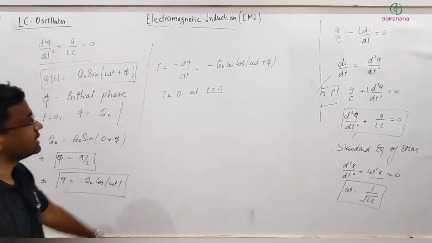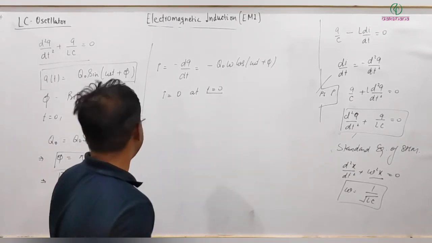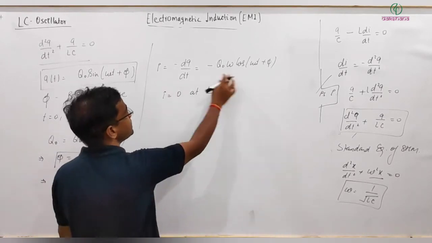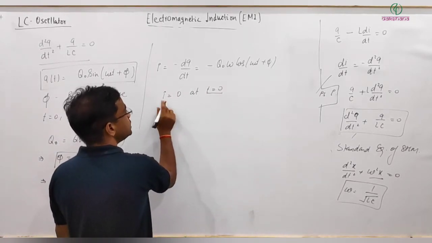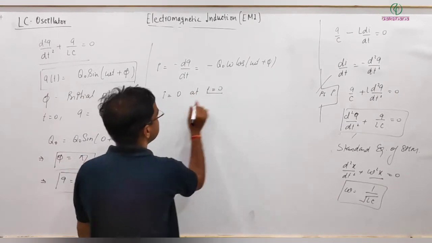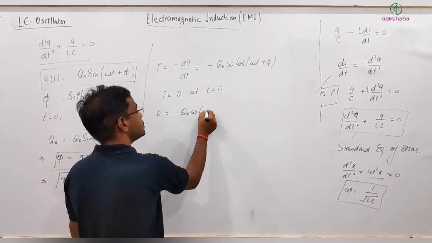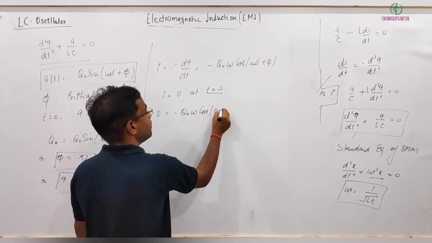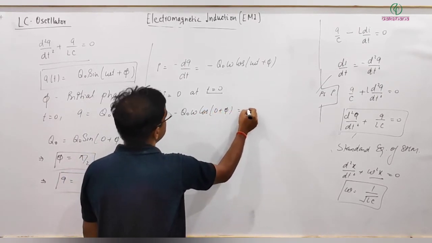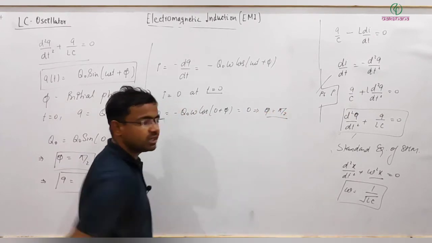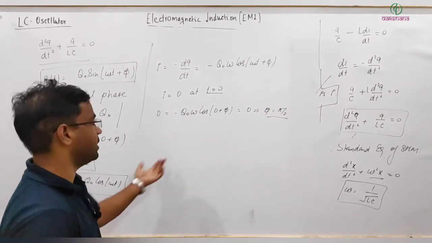Clear? And we can check it here also. If phi, I can substitute there also, otherwise I can check it. So in this case t is equal to 0, this should be 0, so it's 0 minus q naught omega cos of 0 plus phi, and this comes out to be 0, which implies phi is equal to pi by 2. It can be 3 pi by 2 also, we need to check for that.